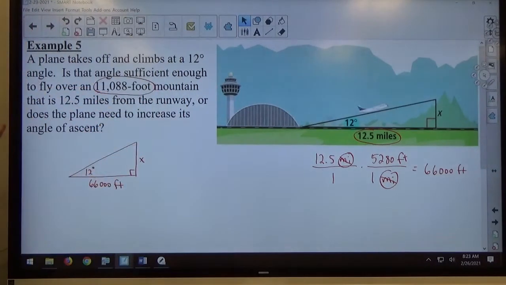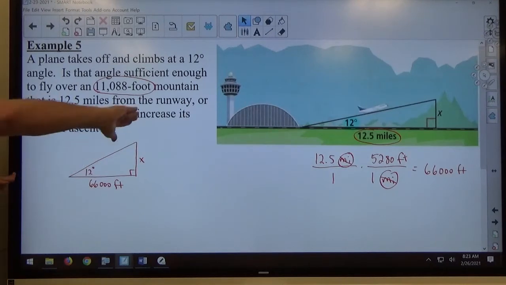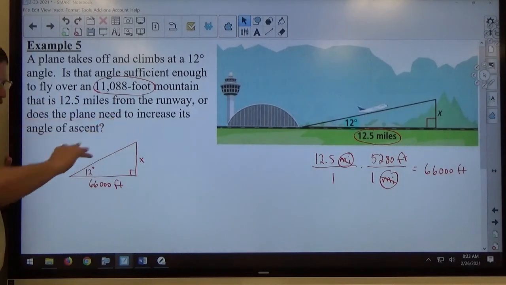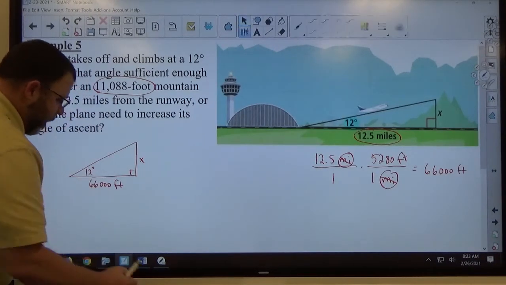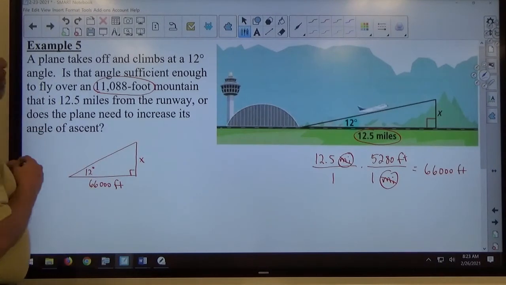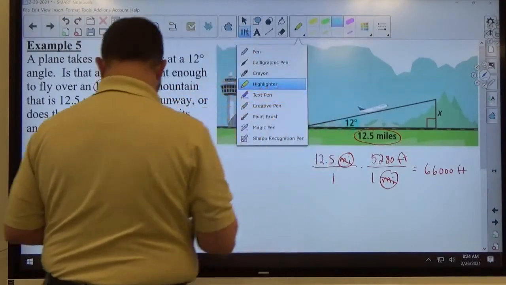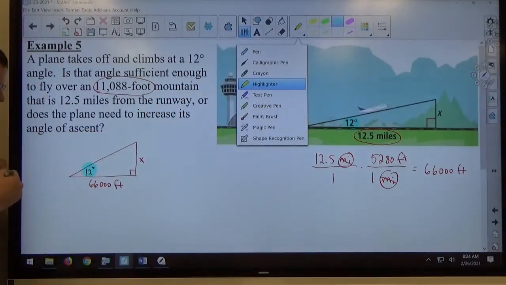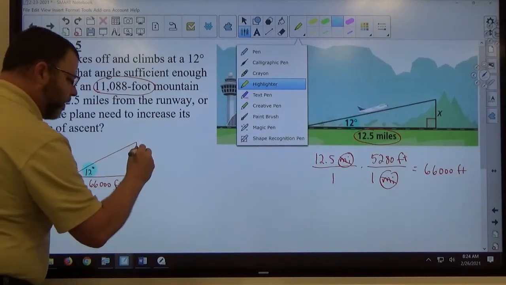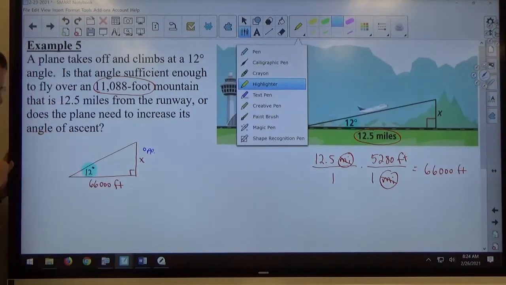And that's all that I get for information in this problem. I don't know how high the plane goes. I don't know the hypotenuse of this because I don't know how far the plane's flying in that direction. I just know he's going to cover a horizontal distance of 66,000 feet before he gets to this mountain, right? So, if I'm looking at the acute angle in my picture, this acute angle here, what side is X in relation to the 12-degree angle? Opposite. The opposite side. And what side is 66,000 feet?